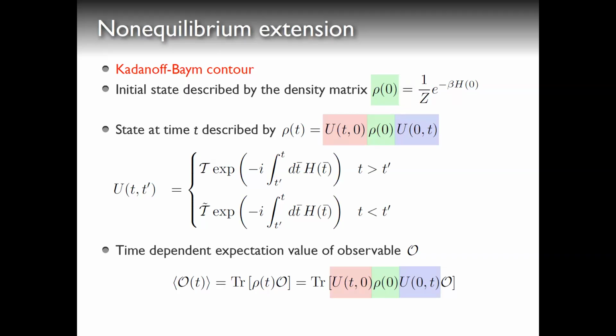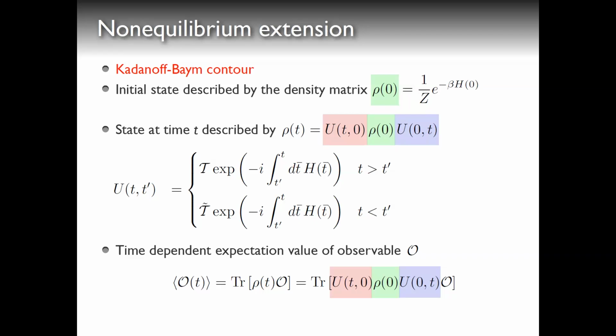Okay, now let us discuss how to extend this formalism to non-equilibrium problems. And for this, I need to introduce the concept of a Kadanoff-Baym contour. So let's assume that the initial state of our system is described by a density matrix rho 0, where 0 here means time 0. Then our state at some other time t is obtained from this rho of 0 by multiplying with time evolution operators on the left and the right, where the time evolution operators are these time-ordered and anti-time ordered exponentials.